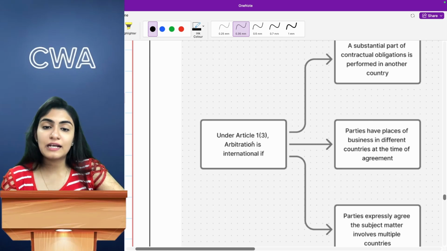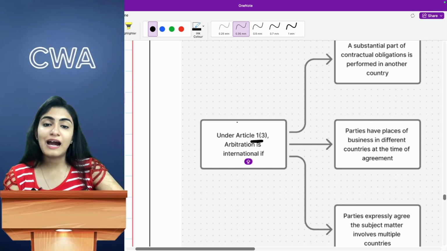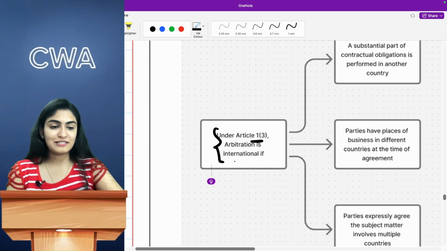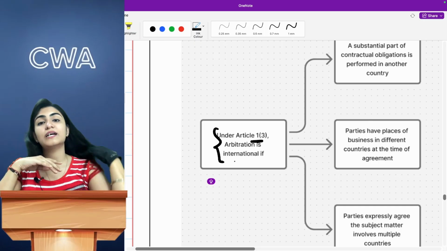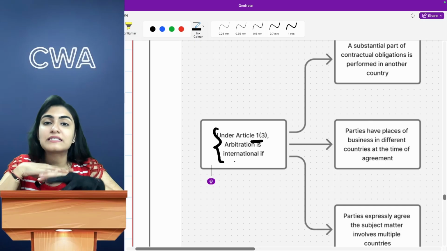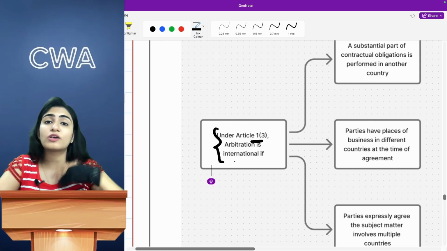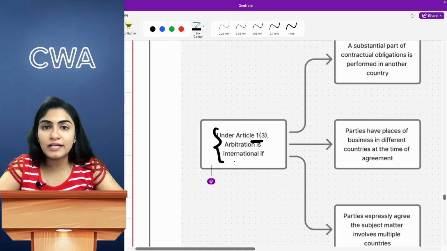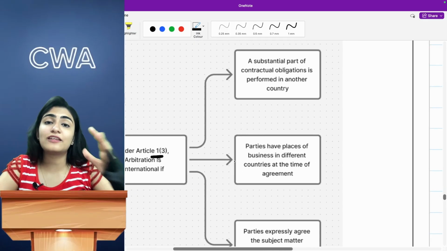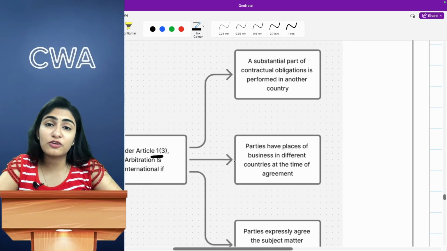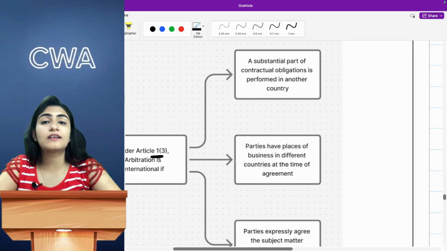Under article 1 subsection 3, arbitration is international. So we discussed that this is how arbitration works, but again it can be domestic and international as well. What are we studying? We are studying international arbitration. So in what cases can you say that this particular arbitration is an international arbitration?